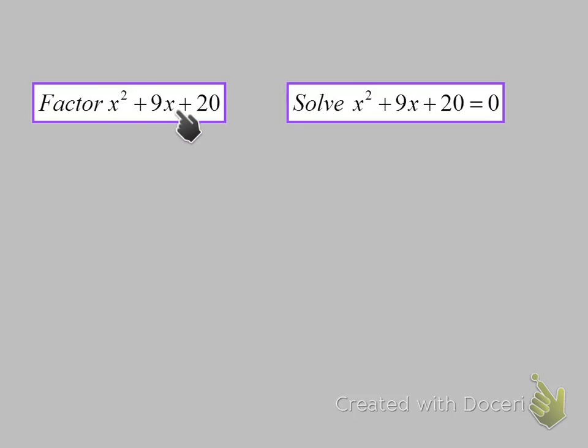In order to factor these, let's see if we can jog some memories here. You're going to look for your multiply number and your add number. Does anybody remember what your multiply number is? The 20. Good. Multiply number is 20. Your add number is 9. Good. Your goal here is to figure out what two numbers multiply to 20 and add to 9.